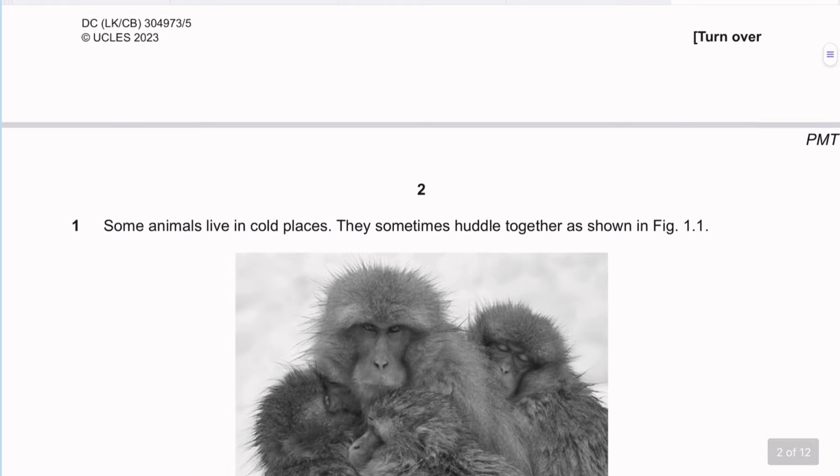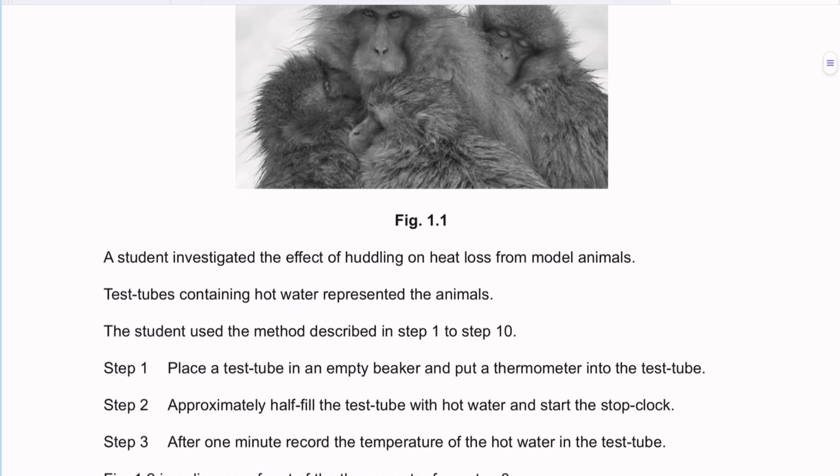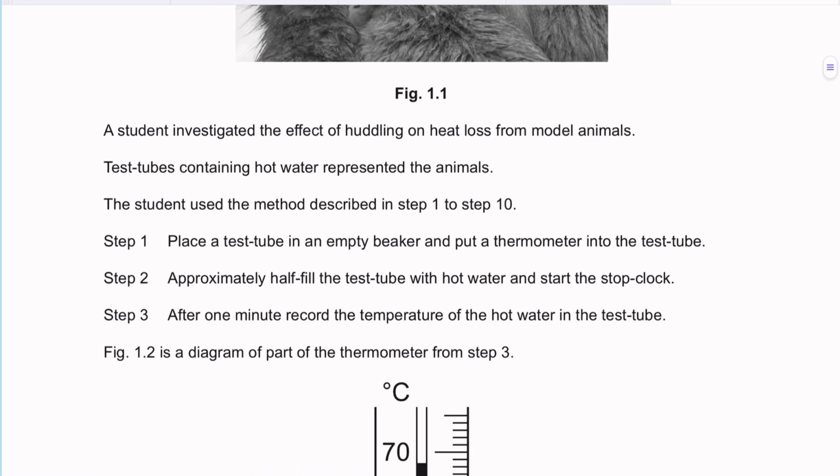Alright, let's get right into it. So some animals live in cold places. They tend to huddle together as shown in figure 1.1. A student investigated the effect of huddling on heat loss from modern animals. Test tubes containing hot water represented the animals. The student used the method described in step 1 to step 10.